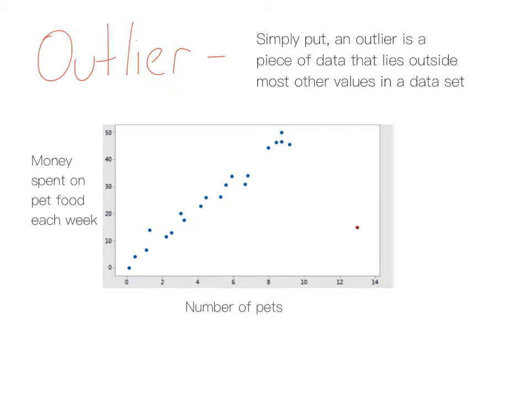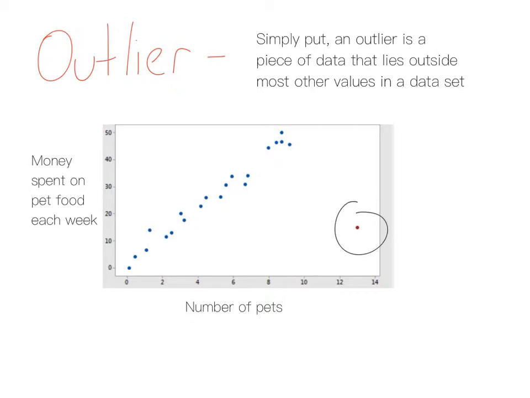What we can see is that generally, as the number of pets you own increases, you spend more money on pet food, right? Except for that person. Let's talk about that person real quick. What can we conclude about them? Well, we can hypothesize a number of things.